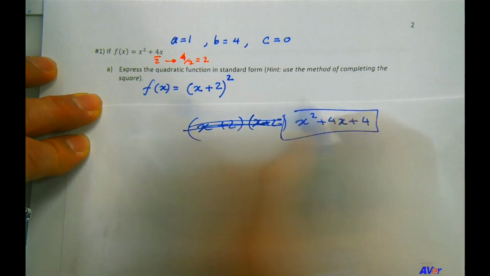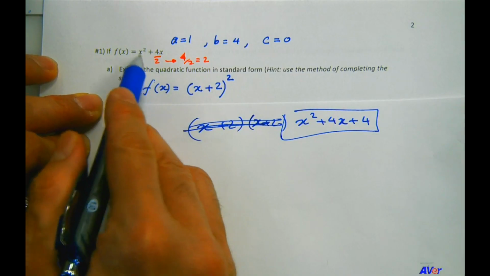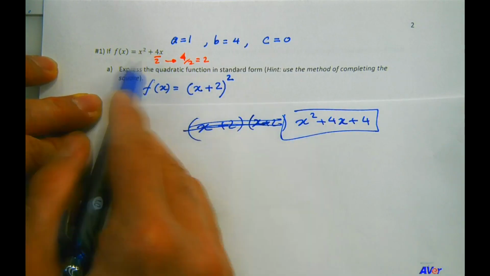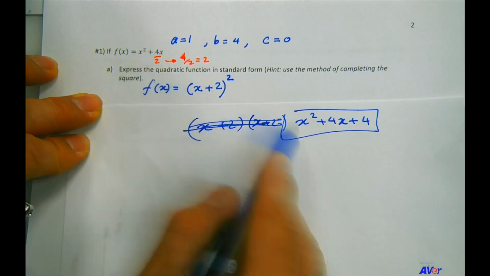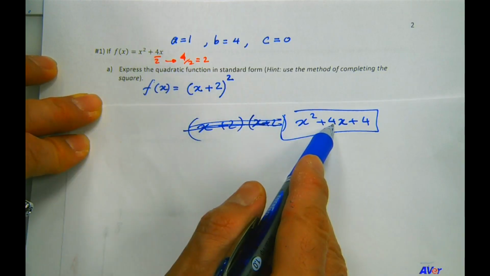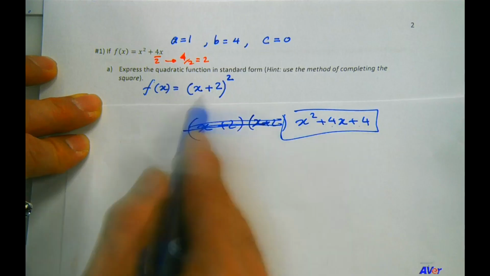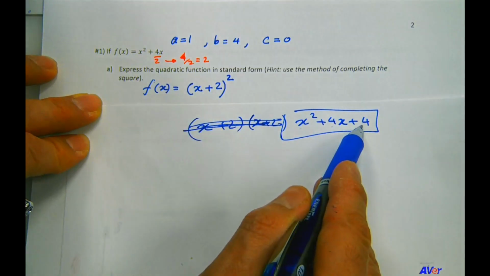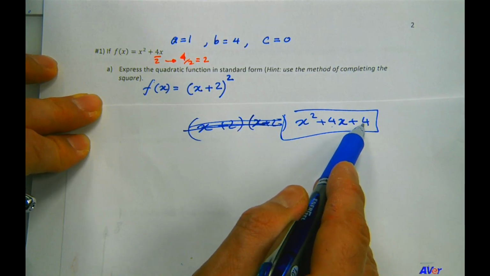Compare this with what we started with, right? Is that the same thing? We have x squared. We have 4x, 4x. We have 4 here. In the expansion of this, we end up with an extra 4. So that's the problem we created.